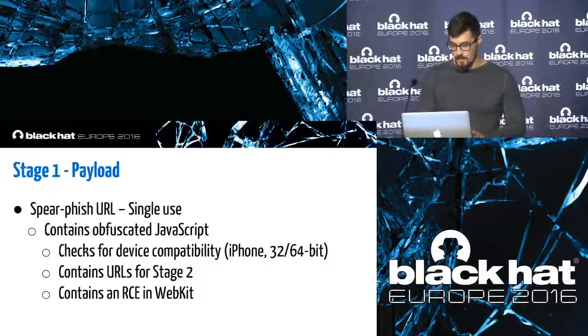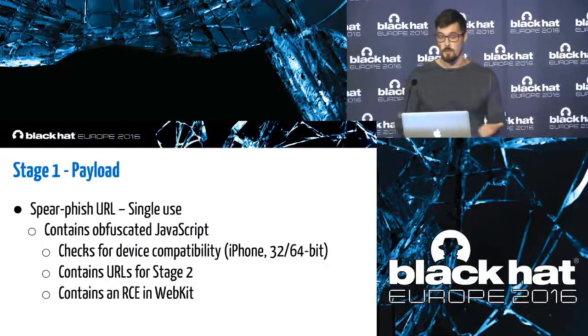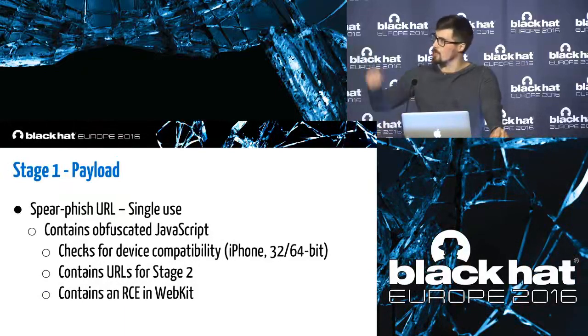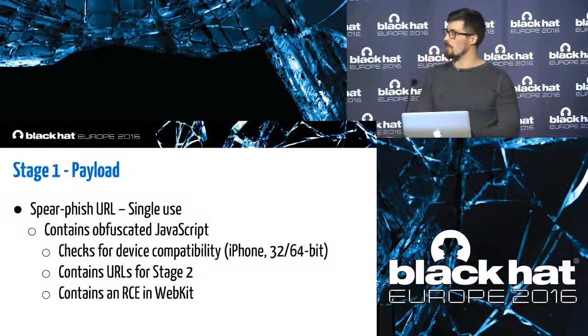So the first stage, as I said, contains a single-use spearphishing URL that will be invalidated after the first click. And it contains obfuscated JavaScript. This JavaScript checks for device type, is it an iPhone or an iPad, and checks for processor type, 64-bit or 32-bit, and based on this information, it downloads different types of stage 2. And of course, it uses a remote code execution vulnerability in WebKit by downloading a shellcode from stage 2 and overwriting it in a readable, writable, executable segment.